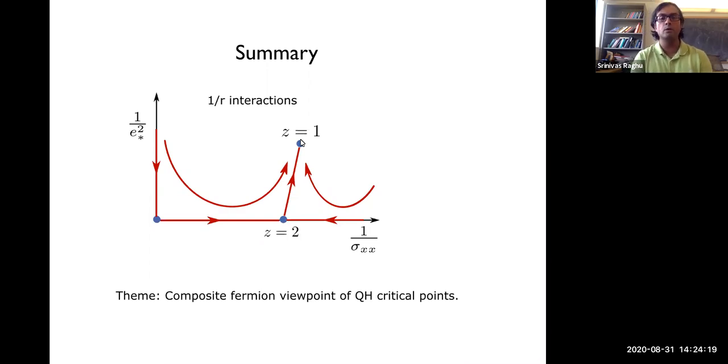And we can also tell you that with 1 over R interactions, integer quantum Hall states and Abelian fractional quantum Hall states must be in the same universality class, but we have not yet managed to obtain the divergence of the localization length exponent. Okay, I can stop here. Thank you for your attention.